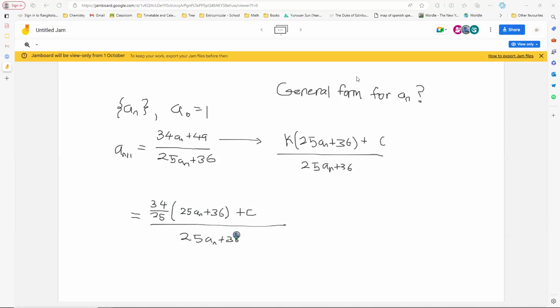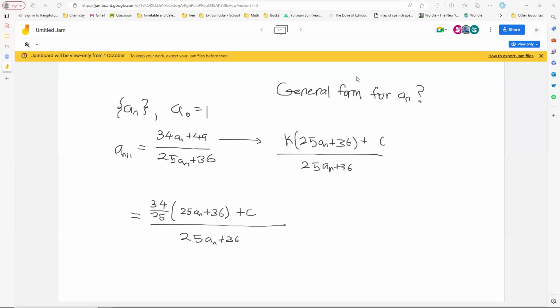So remember, this numerator up here is the same as this numerator up here. So we need to find an appropriate value of c that makes this numerator equal to this numerator. Okay, well, let's see what we have so far. We have our 34an here, which corresponds to our 34an here. But now we also have this other term of like 34 times 36 over 25, which is kind of messy. So that's not super good.